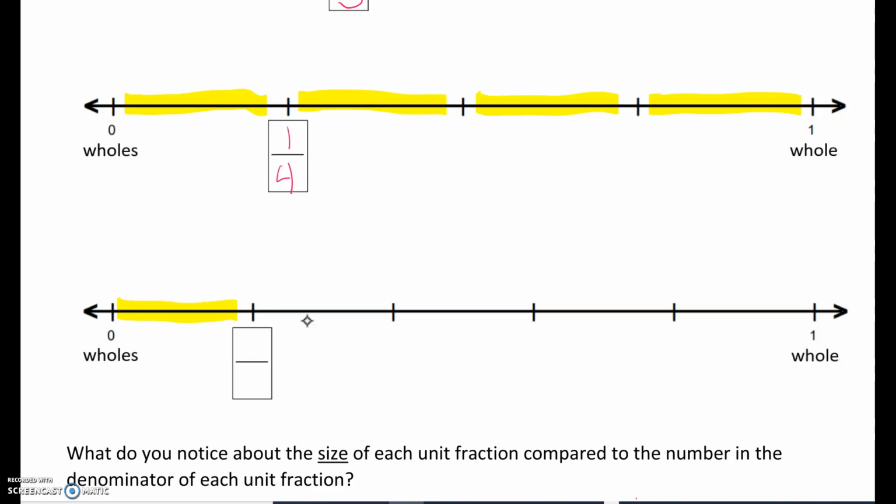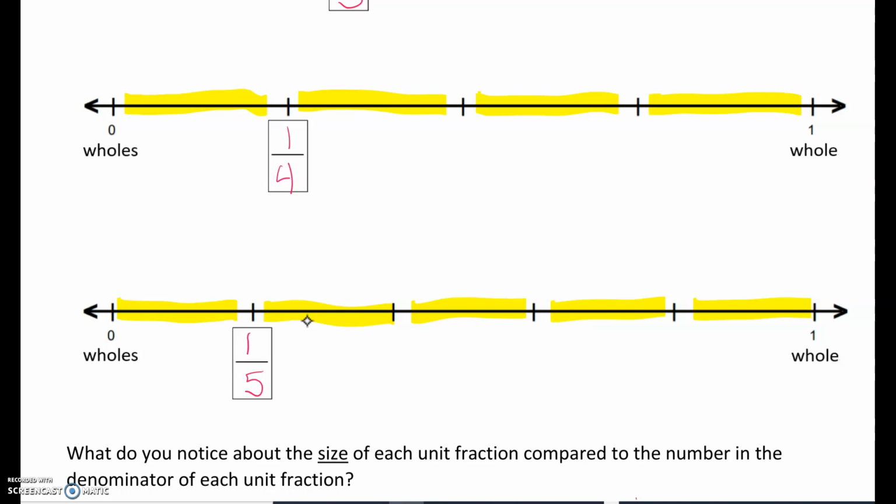This next one, you would have broken this into 5 equal pieces. That means our denominator is 5. At 0, it's 0 out of 5. At this first mark, it's 1 out of 5. Then 2 out of 5, 3 out of 5, 4 out of 5, and at 1 whole, it would be 5 out of 5.